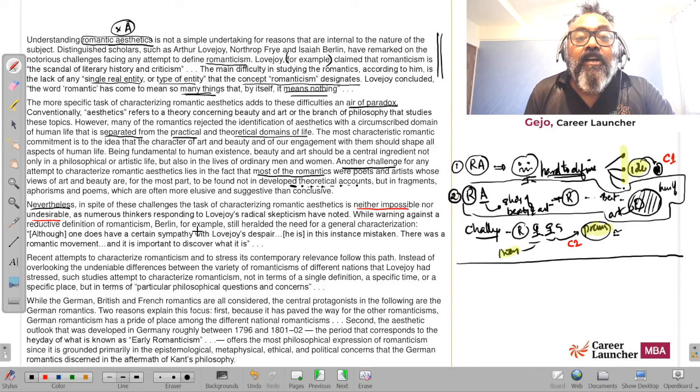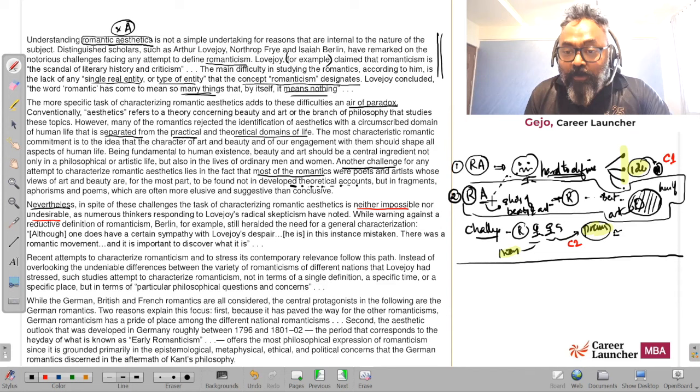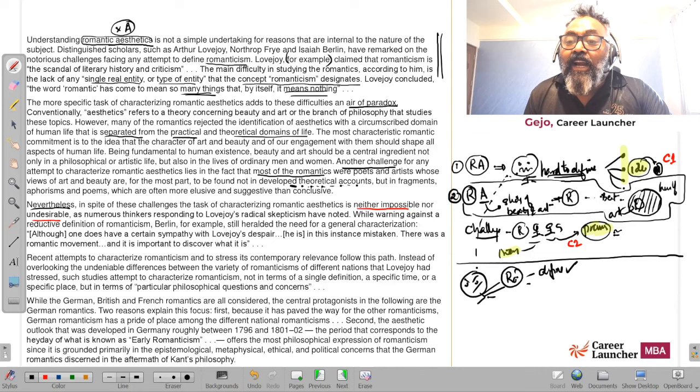This Lovejoy, there are a lot of people saying, wait a minute, don't abuse him so much. Romantic aesthetics is possible to define. It is also desirable. It is good to define it. So other people are saying that look, it is possible to define.